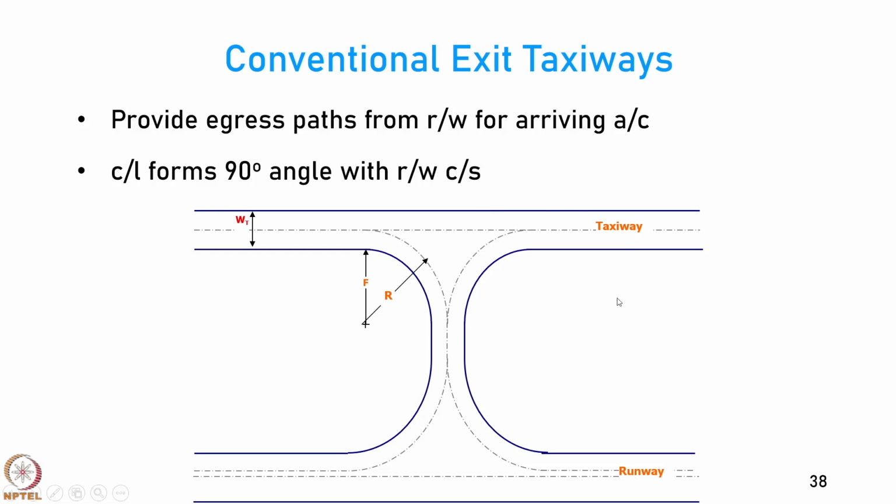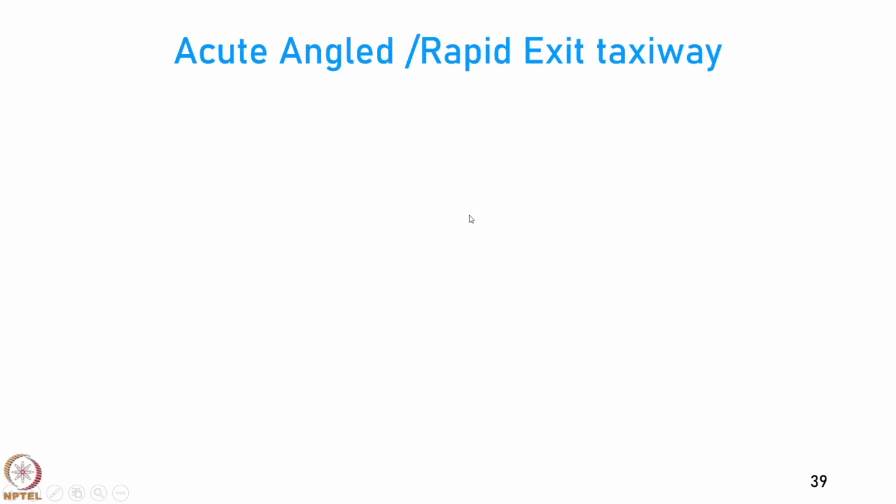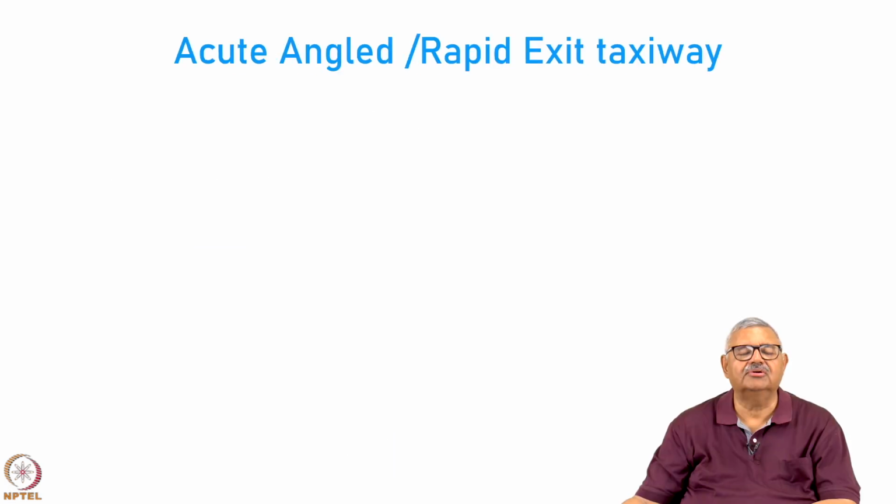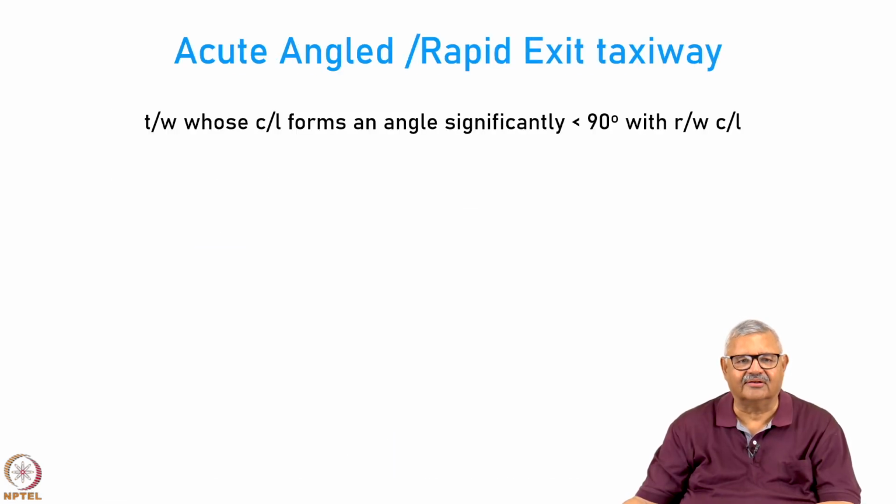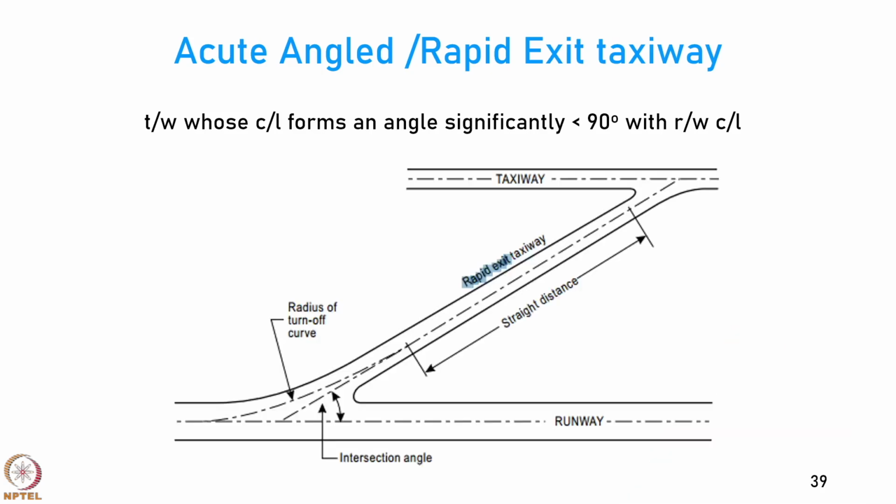So, if the aircraft is going to be at a reasonable speed, it will be difficult for it to turn like this and come here. So, for that we provide what is called an acute angle taxiway or a rapid exit taxiway. It is a taxiway whose center line forms an angle which is much less than 90 degrees with respect to the runway center line, as shown in this particular figure.